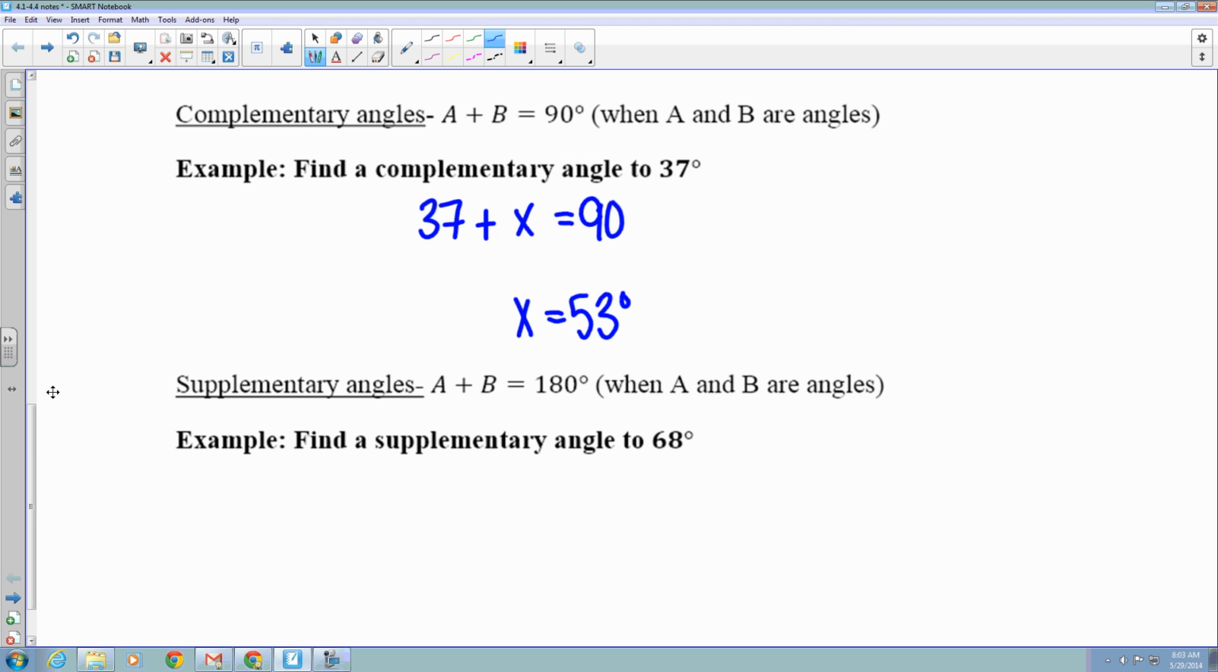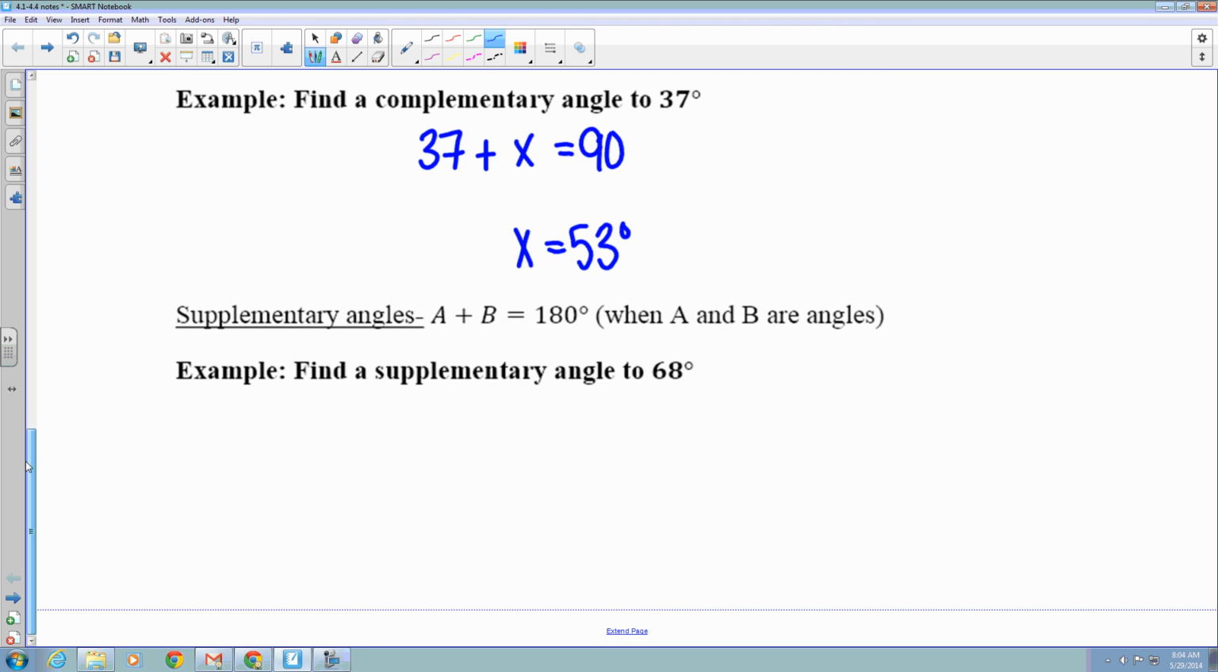Like complementary, supplementary is the same, only with 180 degrees instead of 90. So if I wanted to find a supplementary angle to 68, I want to know what I have to add to it to get to 180. So I would just do 180 minus 68, and the angle that makes this supplementary would be 112.